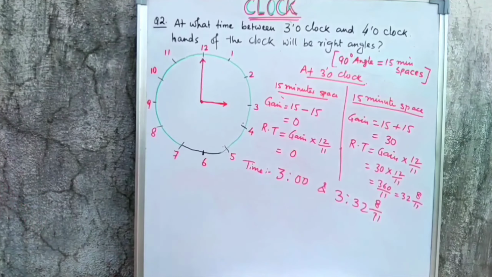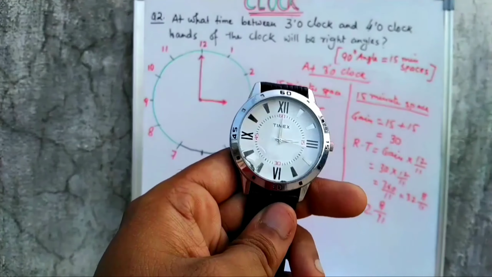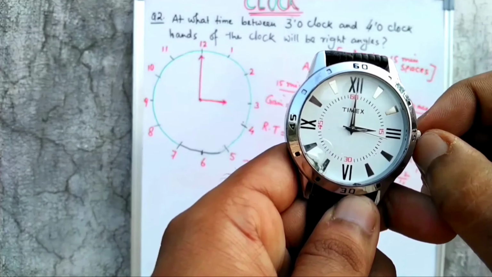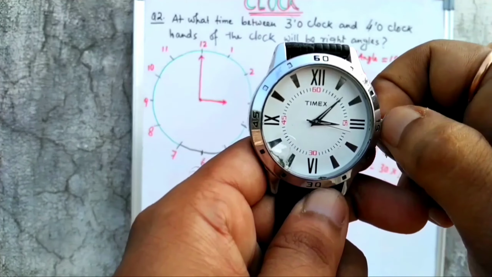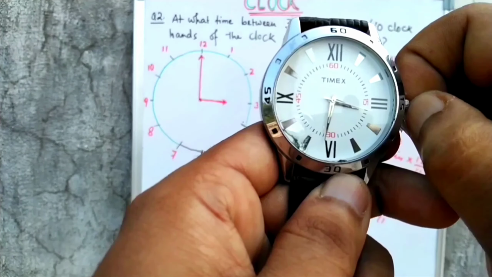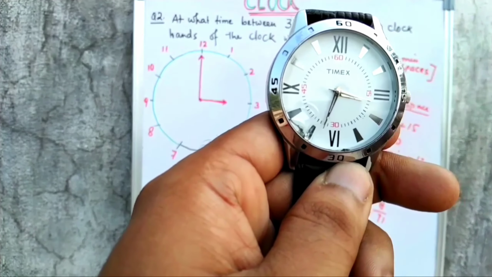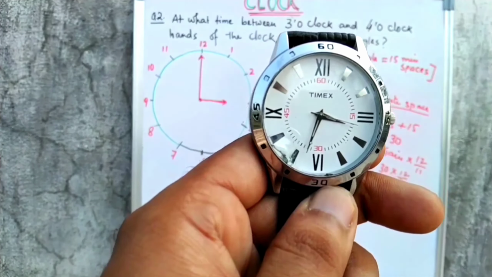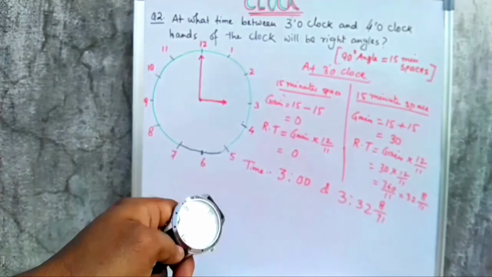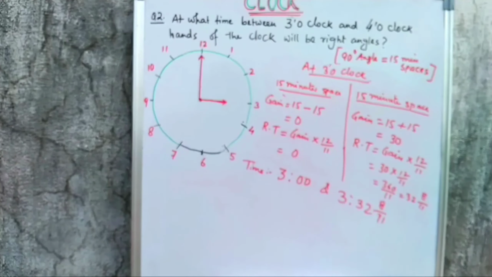Now I am showing you practically. You can see this is 3 o'clock, right? At 3 o'clock, 90 degrees. Next I am going to show you at 3:32. This is 3:30, next 31 and 32. At 3:32 you can see both the hands, hour hand and minute hand, are making a 90-degree angle. The answer is also the same, 3:32. So this is how you have to solve.